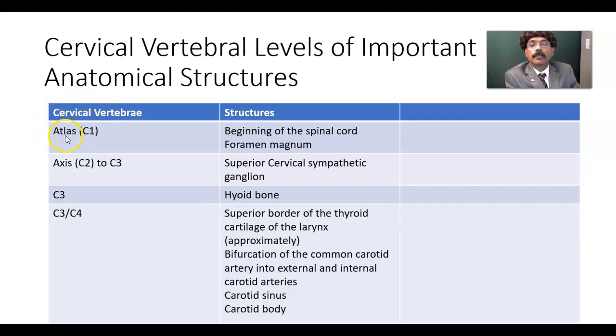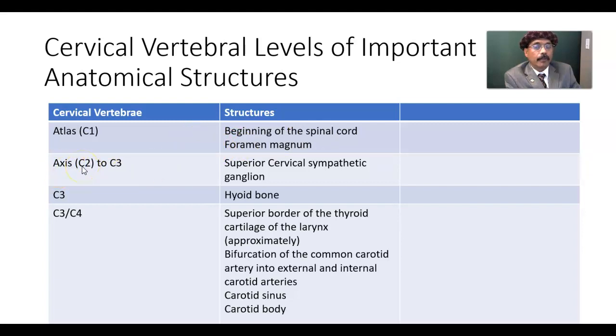So let's start. Cervical vertebra 1, also called atlas. Here we have the beginning of the spinal cord, from the foramen magnum, the gap in the occipital bone at the base of the skull. The spinal cord begins from the lower end of the medulla oblongata that continues as the spinal cord at the foramen magnum.